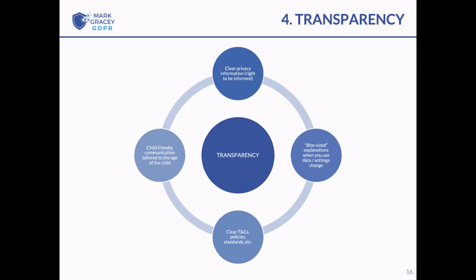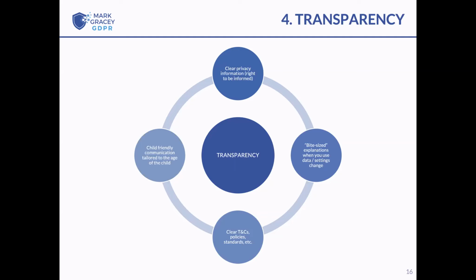So the 4th standard is about transparency. This, again, shouldn't be any surprise. So the right to be informed is the thing that gives us privacy policies. That's all about transparency and openness about processing, so that there should be no surprise to the data subject, regardless of their age, how their data is being used.